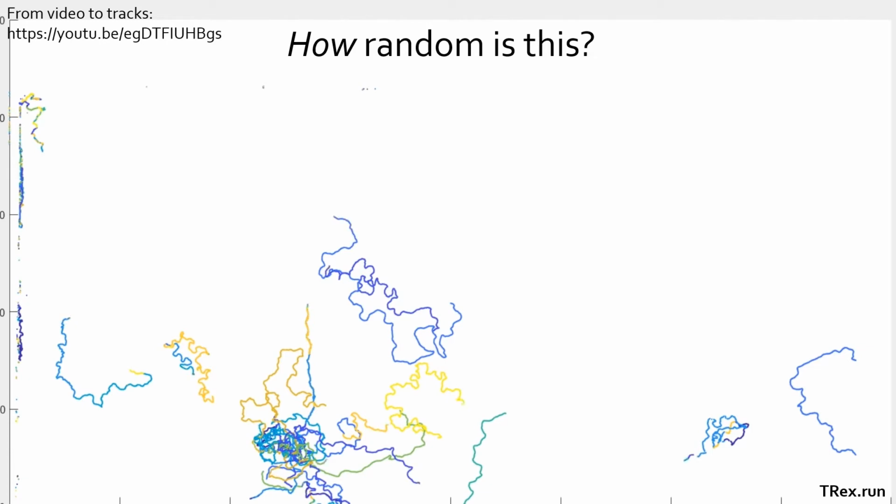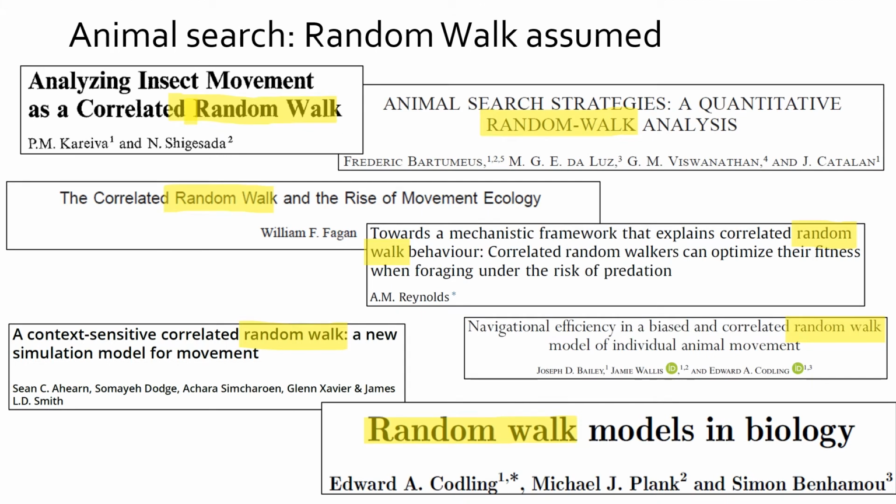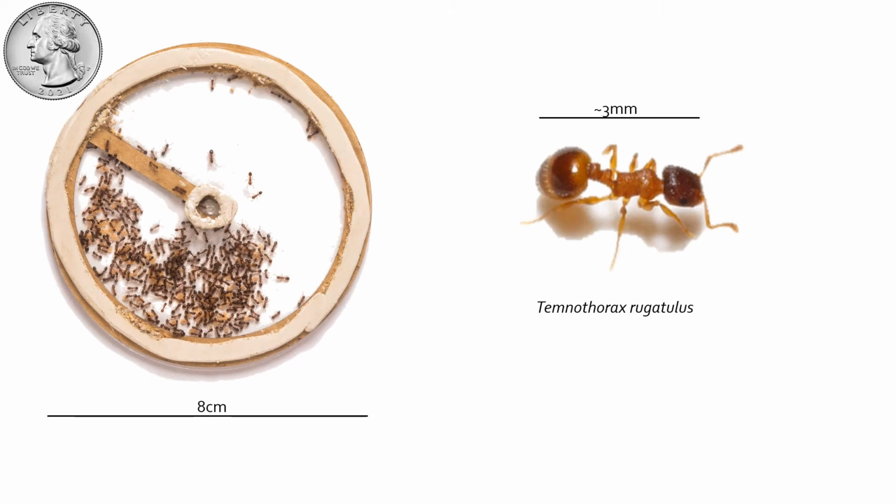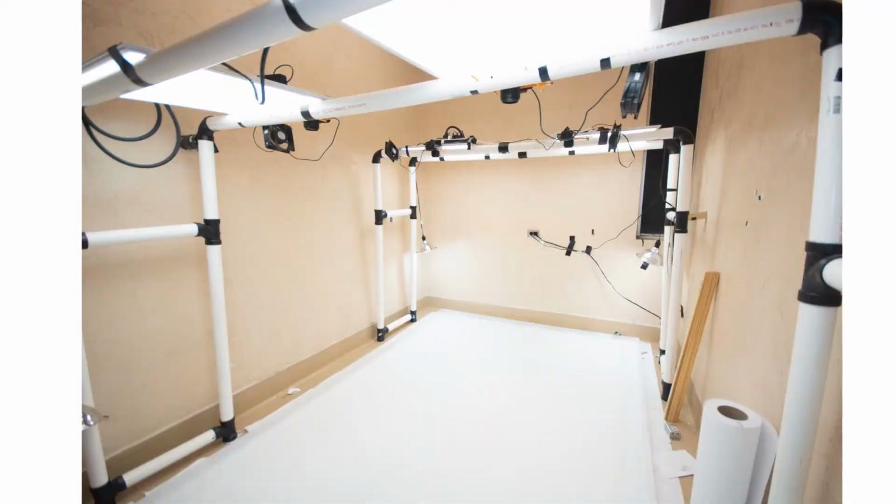Just how random are these movements that you can see here? Well, the animal movement literature usually assumes some kind of random walk, and most analyses are based on this assumption. But many of the tracks you just saw also show a meandering pattern, where the ant turns left and right more or less regularly. By the way, I got these tracks by placing whole colonies of Temnothorax rugatulus ants in this arena. It is pretty huge compared to the size of the ants and completely empty.